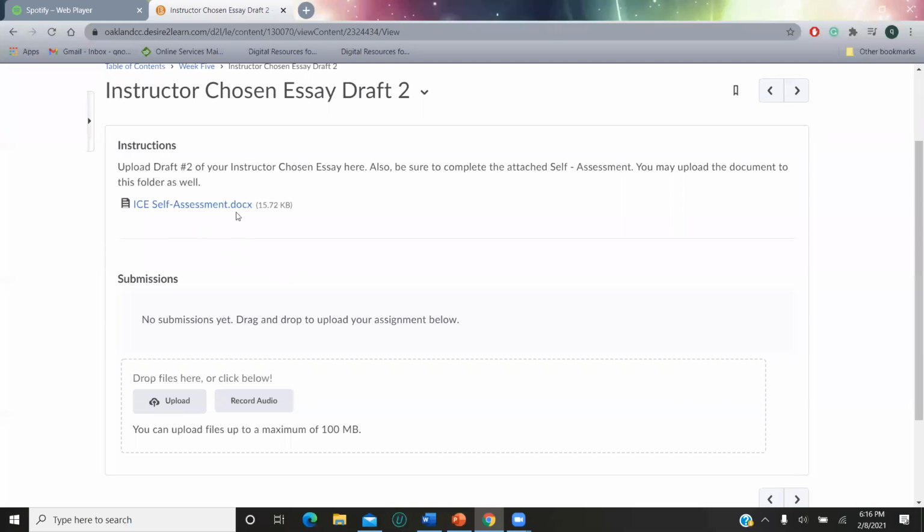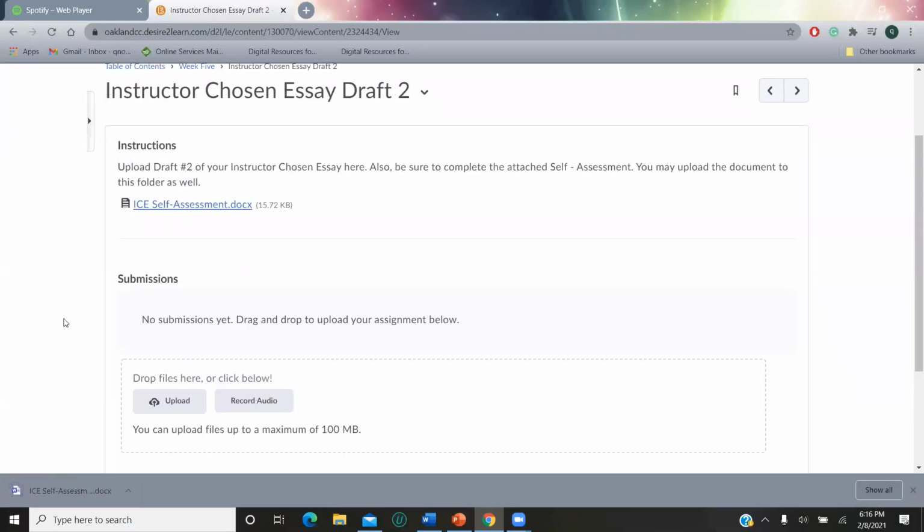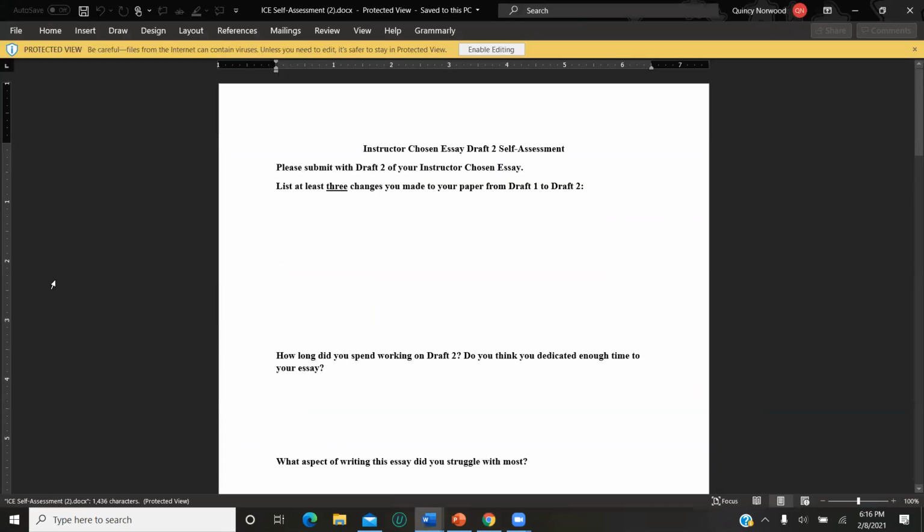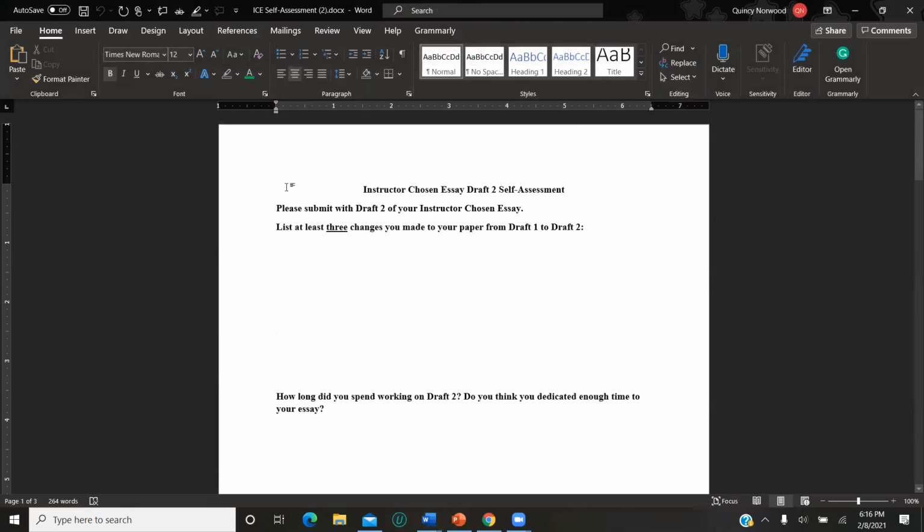Also, there's something new. Now this document, this instructor's chosen essay self-assessment. Again, I will be giving you feedback, right? You can go see a tutor, get feedback from them, right? You can upload your paper to NetTutor, get more feedback. But at the end of the day, when it comes to your own paper, you're in the driver's seat. Okay, so only you determine what the final draft of your paper is going to look like.